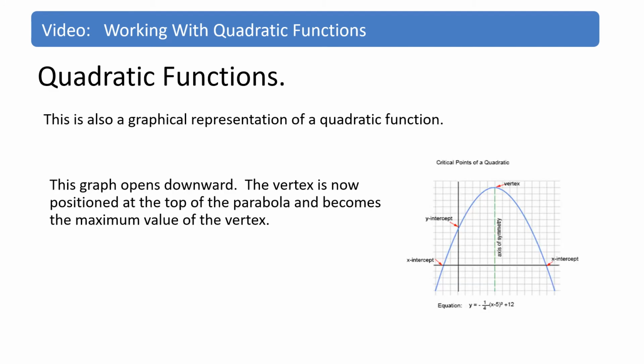In this graphical representation, we have the same key points, the only difference, the graph now opens downward. The vertex will be positioned at the top of the parabola and so becomes the maximum value of the vertex. Notice we have the y-intercept, we have 2 x-intercepts, and we also still have the axis of symmetry.